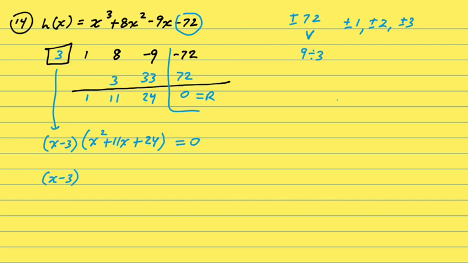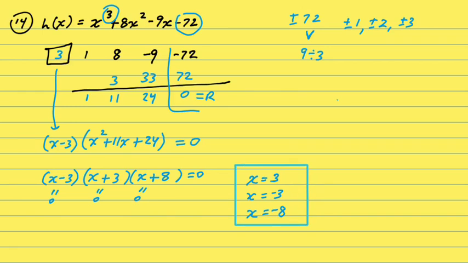I'm looking for zeros. I know one of them is 3. I'm looking for the other 2. How do I know there's 3 total? Well, it's the highest power. That means the maximum possible zeros. Anyway, what multiplies to 24 and adds to 11 would be 3 and 8, I think. So what makes each of these equal 0? That would be the zeros. So you get x equals 3, x equals negative 3, and x equals negative 8 for this answer.